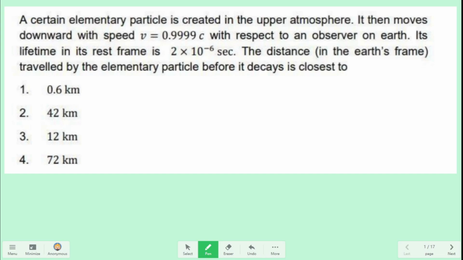In this session, let's focus on a question from Special Theory of Relativity which was asked in CSIR NET December 2024. Here we have an elementary particle which is created in the upper atmosphere and it then moves downward with speed equal to 0.9999c, and its lifetime in its rest frame is 2 × 10^-6 second. So after some time it decays here, and the lifetime is given to be tau = 2 × 10^-6 second.